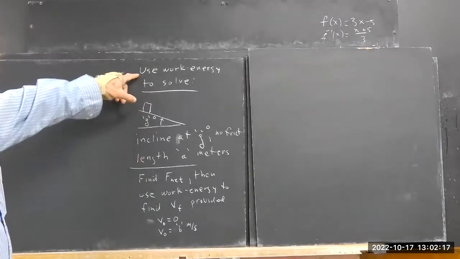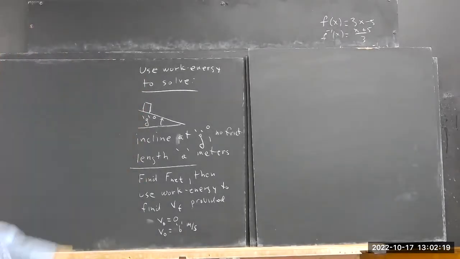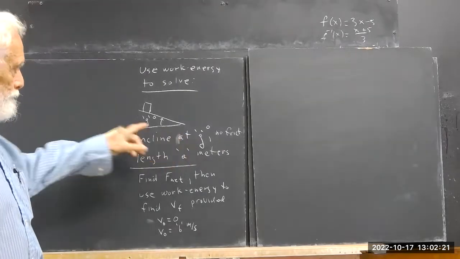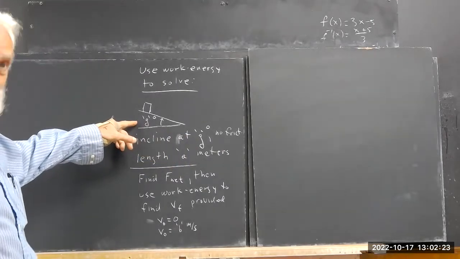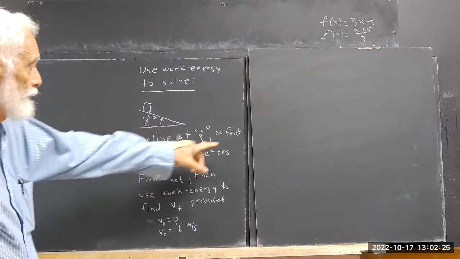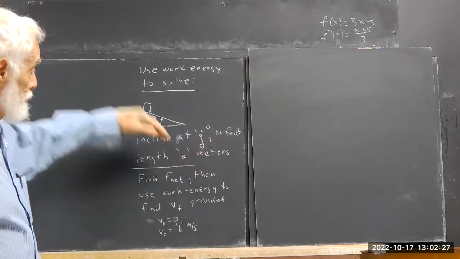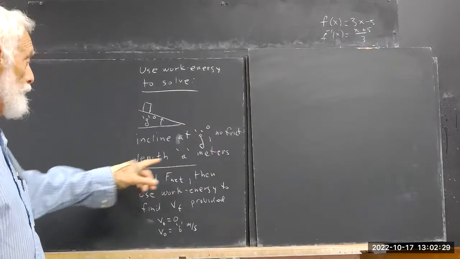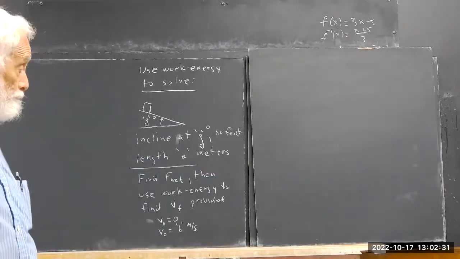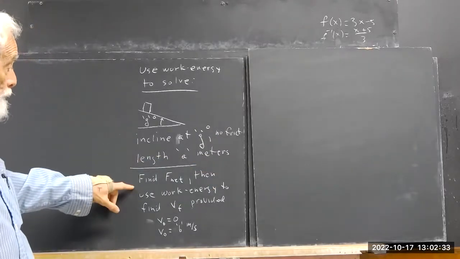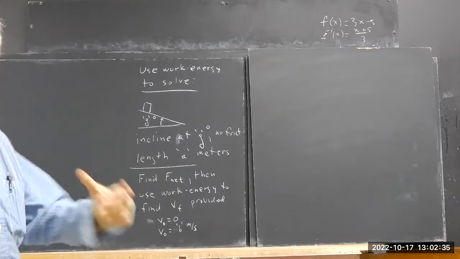We're going to use work energy to solve this problem. We have an incline at an angle, depends on your ABC numbers. Frictionless incline. So the length of this thing is A meters, whatever your A is. Want to find the net force. It's the first thing you want to do.